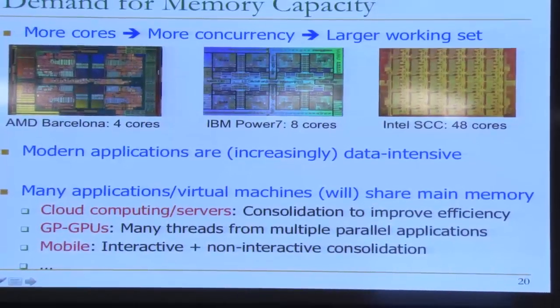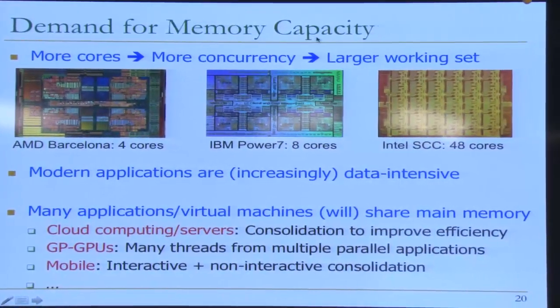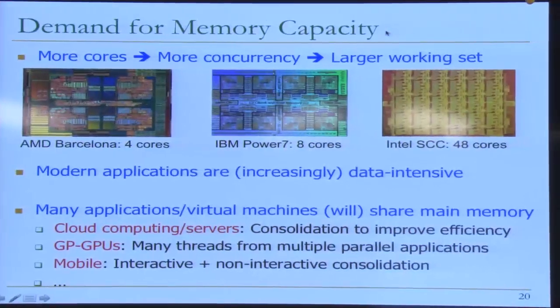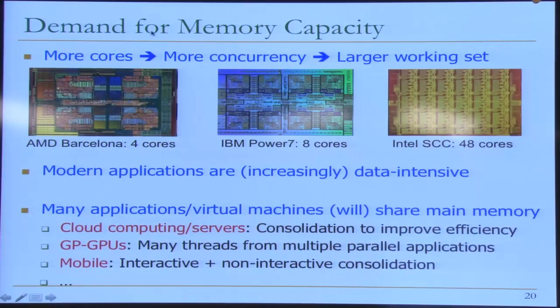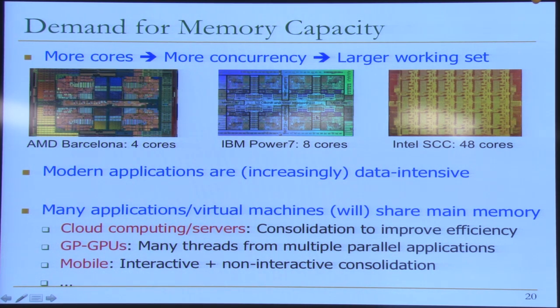So why do we, this slide says capacity actually, but you can actually say demand for more memory capacity, bandwidth, as well as quality of service. In most systems, as you scale the computation capability, we're adding more cores, which leads to more concurrency and a larger working set. And these are actually old slides, as you can see over here, right? We're well beyond 8 cores today. And this was a prototype at that point.